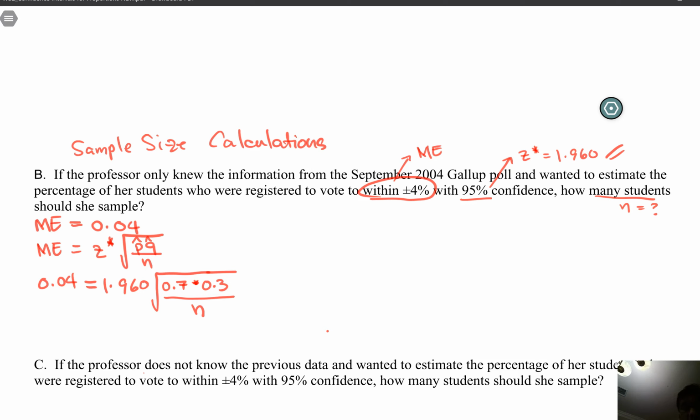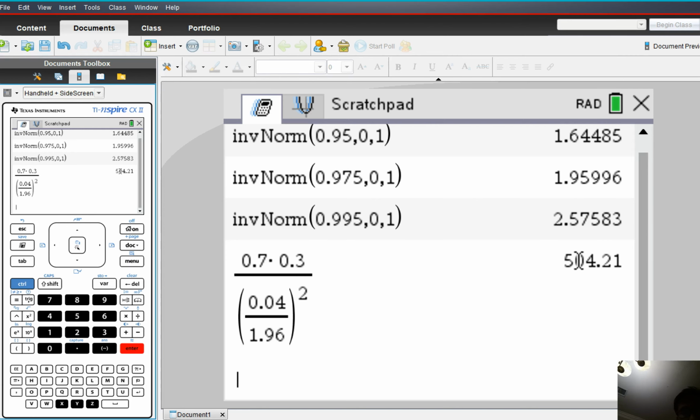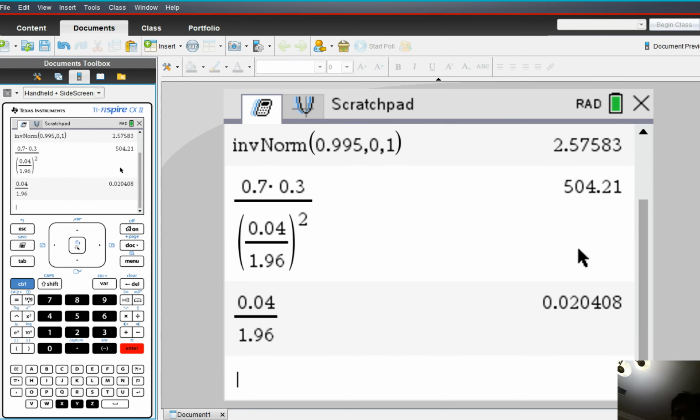The first thing I'm going to do is to isolate the square root term, this one. How am I going to do that? I do that by dividing 1.96 on both sides, so this is going to cancel. I would be left with, let's get the calculator, 0.04 divided by 1.960, and it's going to give us 0.0204.